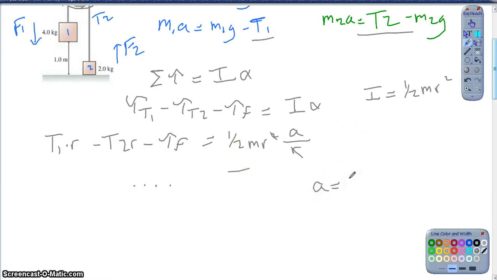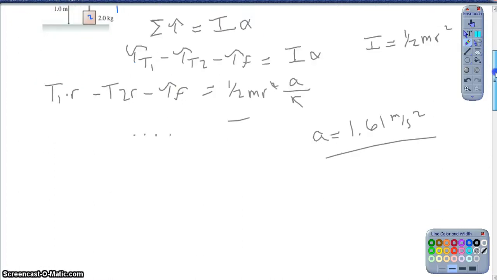And when we do that, I find the linear acceleration to be 1.61 meters per second squared. So I've got my linear acceleration now once I've done the algebra. Now if you do have trouble with that step, come find me and I'll help you figure out where it went wrong. Probably the most common mistakes would be either forgetting to distribute the negative to T2 or forgetting the radius on T1 and T2. So just check your work if you didn't get that answer.